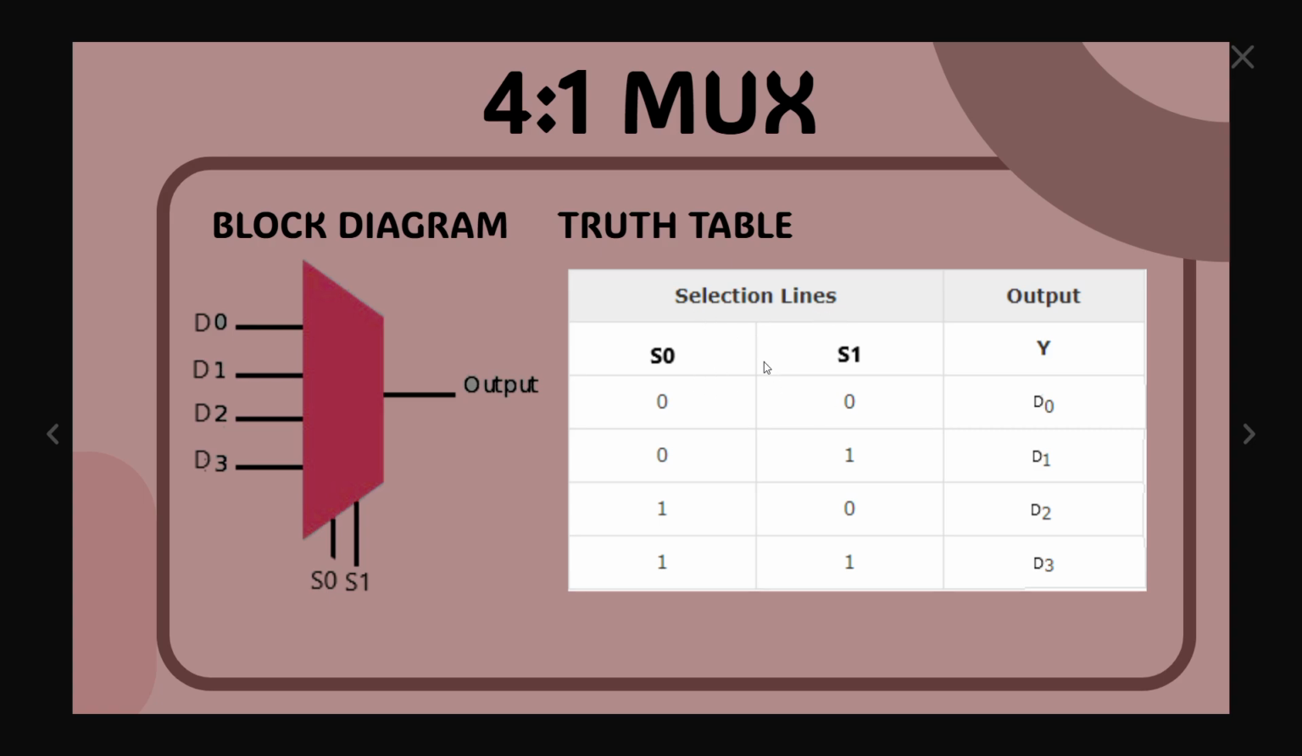Coming to the truth table, there are two select lines, so we have to write the truth table according to it. When S0 is 0 and S1 is 0, the output Y will be D0. When the selection lines are 0 and 1, the output will be D1. For 1, 0, the output will be D2, and when both are 1, the output will be D3.